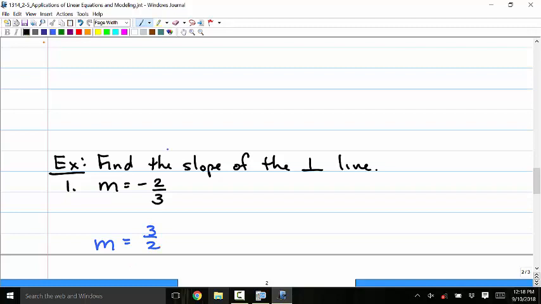If I told you that the slope of the line that I'm giving you is 5, what's the slope of the perpendicular line? Negative, and then flip it, so it'd be -1/5. Questions there?